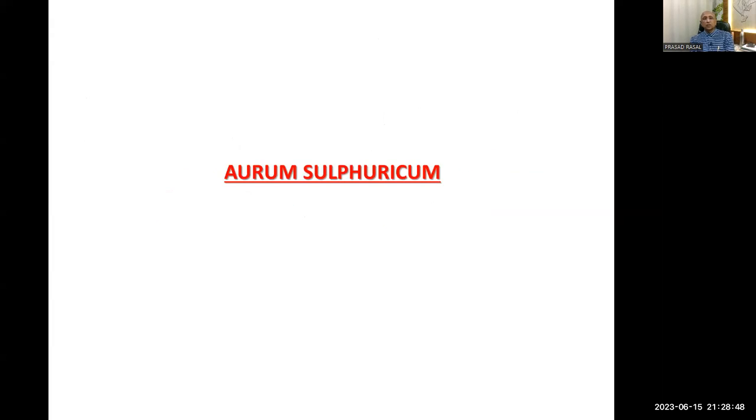And now we'll turn towards Aurum sulphuricum. We'll just learn the materia medica. There is no time for me to share a case, so I will show you the materia medica of Aurum sulphuricum, the last salt.